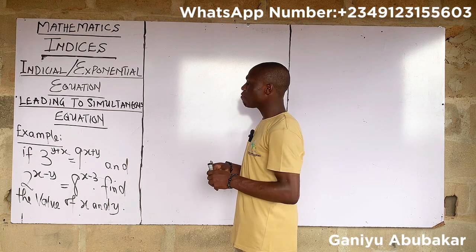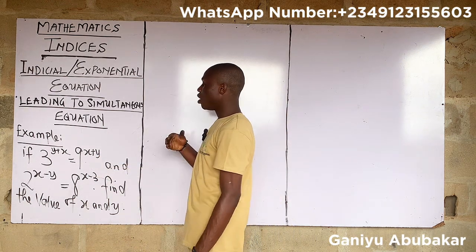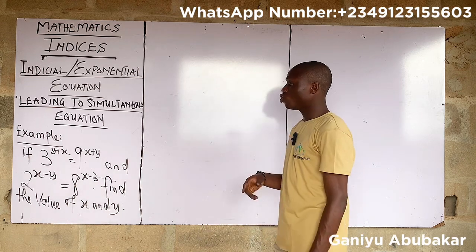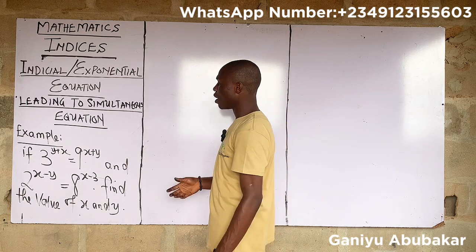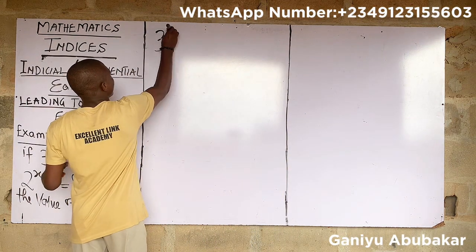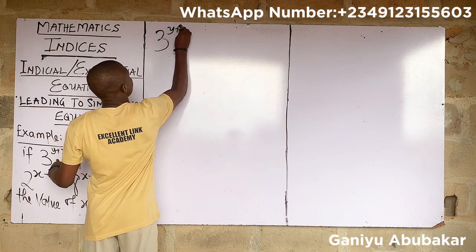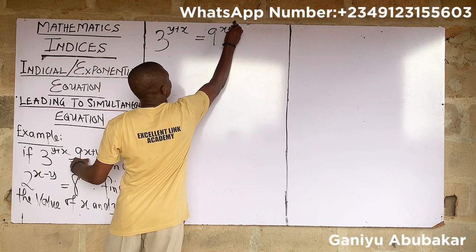The one says, if 3 to the power x plus y equals 9 to the power x plus y, and 2 to the power x minus y equals 8 to the power x minus 3, find the value of x and y. How do you get this done? I'll pick up the first one there. I have 3 to the power y plus x equal to 9 to the power x plus y.